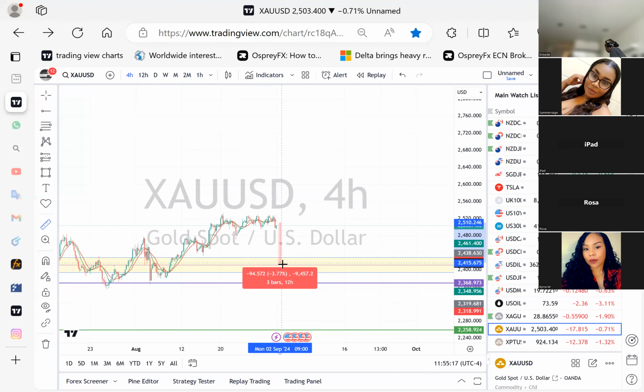I mean, that's a lot of pips, man. Any one of us can pay our rent, our mortgage, whatever we need to pay, off of this monthly move, guys. We just have to anticipate that move and then take advantage of it.